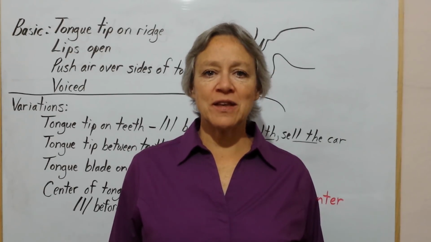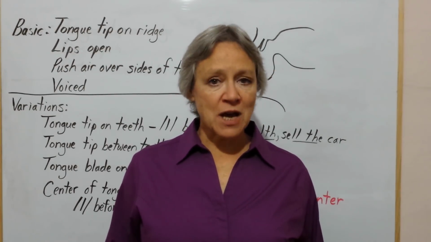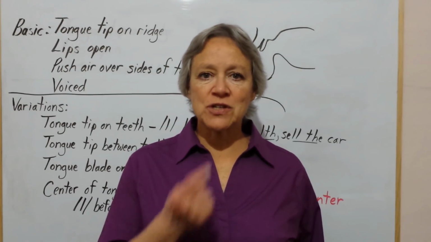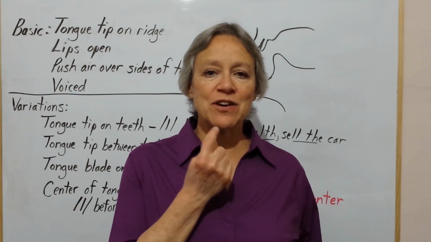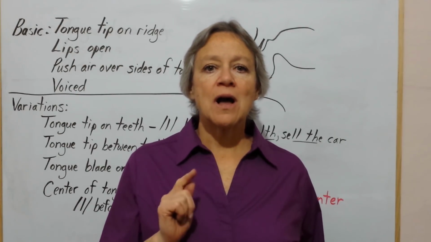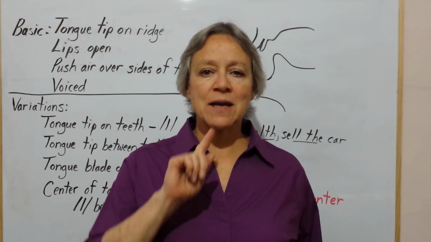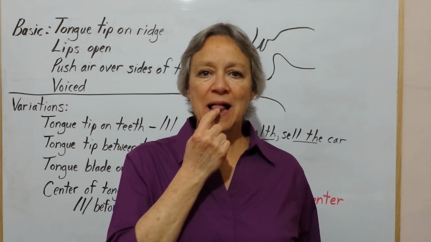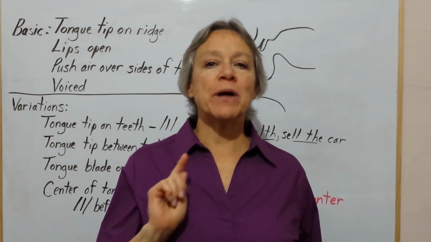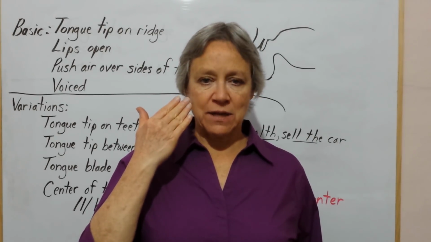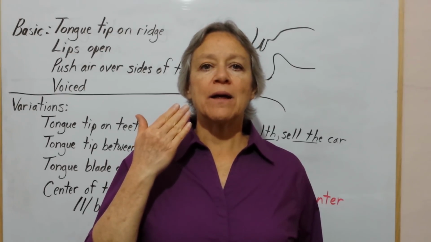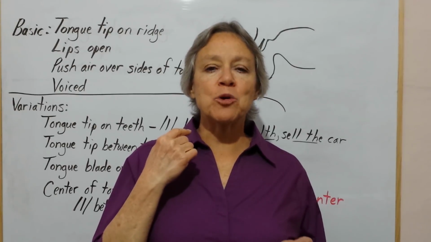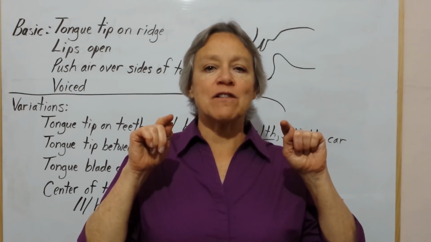There are many ways to make the L sound, but the most common way that Americans use to make this sound is to put the tip of their tongue, the tip is the very end, put the tip of the tongue on the hard ridge behind their upper front teeth. So I put the tip or end of my tongue up on that ridge just behind my upper teeth. My lips are slightly open, and then I push air out over the sides of my tongue.